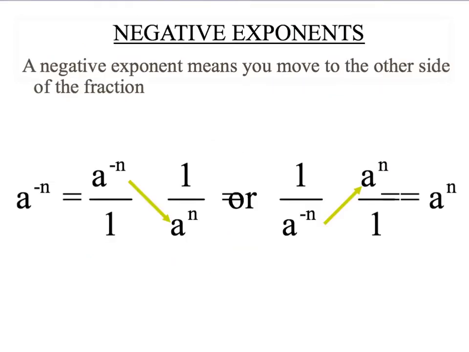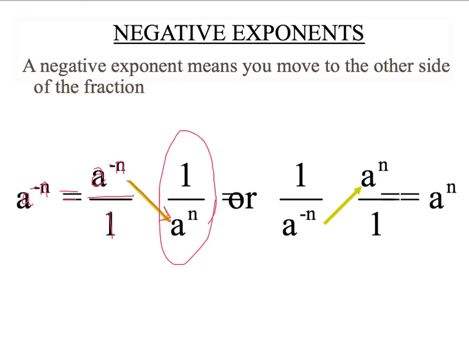Here's another thing about negative exponents. If I have something that's negative, here I have a to the negative n. If I want to write it as a fraction, it's a to the negative n over 1. But I want this to be positive. If I flip it by using the reciprocal and bring it down to the bottom, I then have 1 over a to the n.